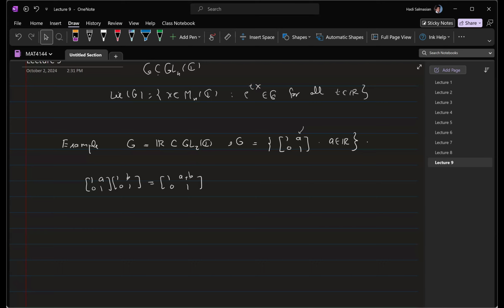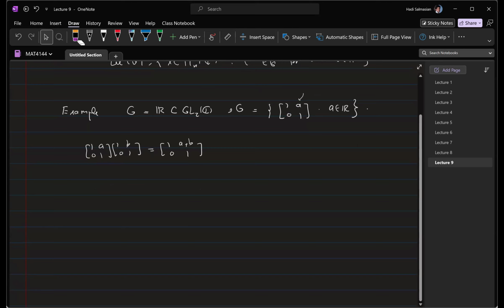Okay, so now what is the Lie algebra? It's the set of all matrices X such that e to the tX is in G. And you can see that this is matrices of the form 0, a, 0, 0 for a in R.